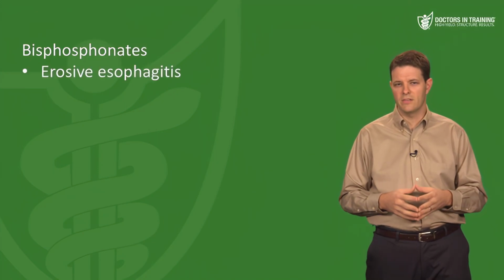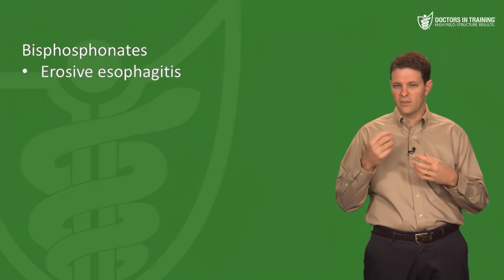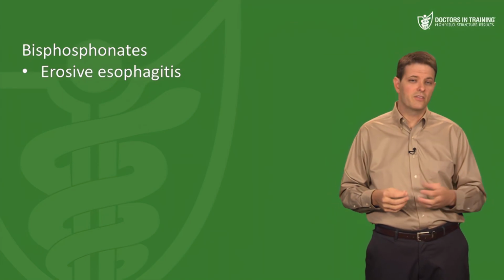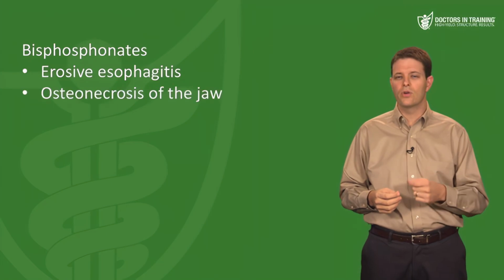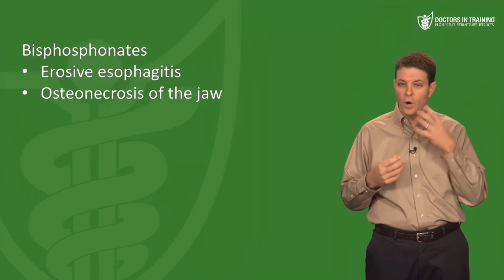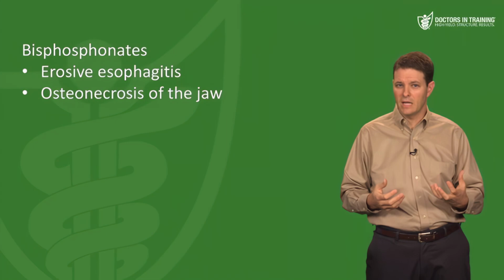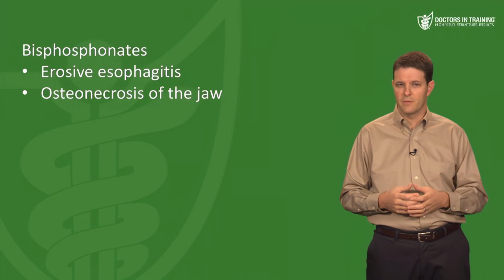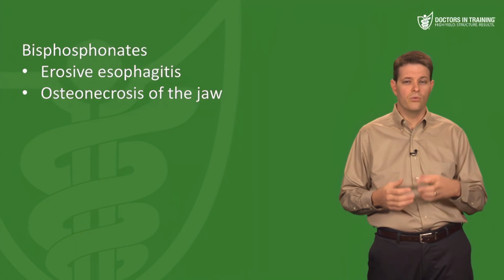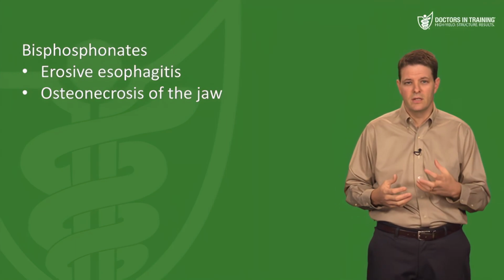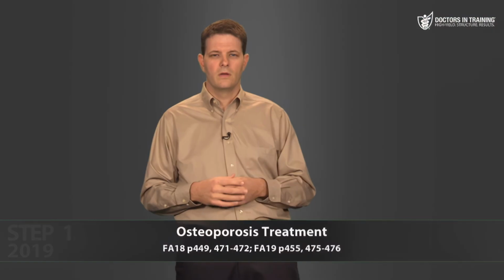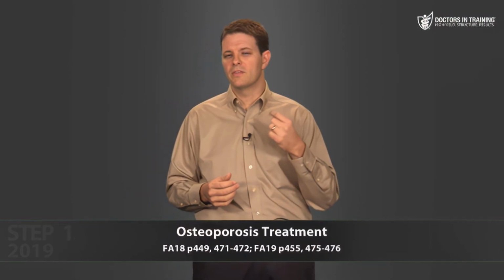And then for side effects, one of the potential problems with bisphosphonates is that they can cause erosive esophagitis. So patients have to take the pill in a certain way and make sure it washes all the way down to the stomach. And there's an extremely rare condition called osteonecrosis of the jaw, where the bone in the jaw starts to die, which really only shows up as a complication of jaw surgery or dental surgery. So sometimes oral surgeons won't do elective jaw surgery until the patient's been off the bisphosphonate for 6 months or so. So those are the details worth knowing about bisphosphonates.